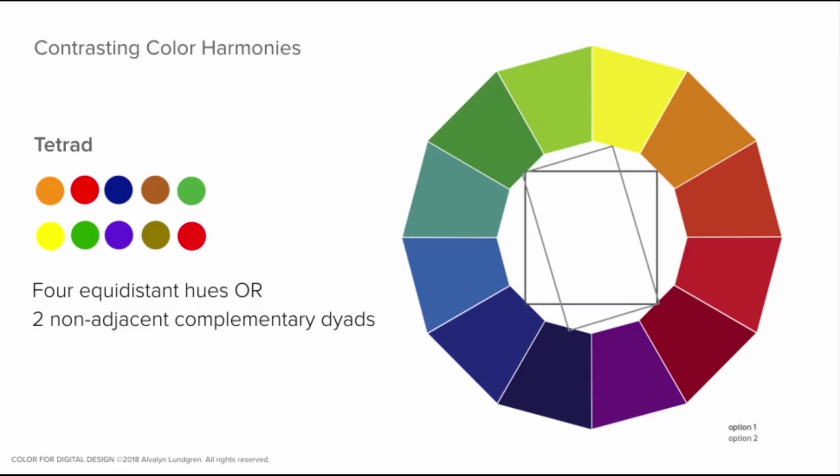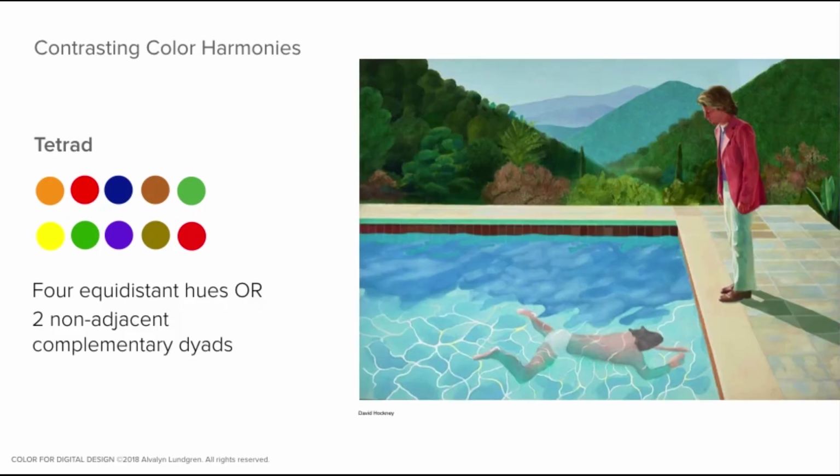So we inscribe a rectangle within the hue circle. Green to yellow, orange to red to blue-violet is one tetrad where the hues are equally spaced, and then the green to the yellow to the red to the violet is the second tetrad using the rectangle. David Hockney, example of a tetrad.